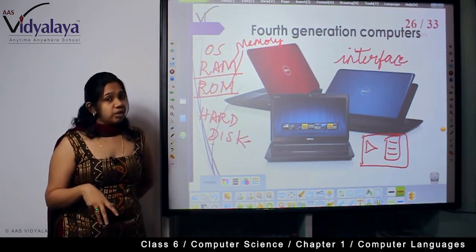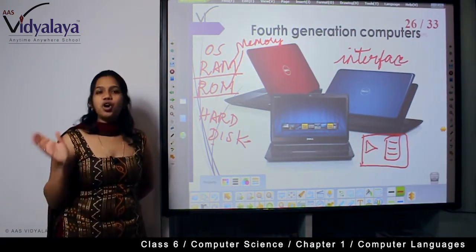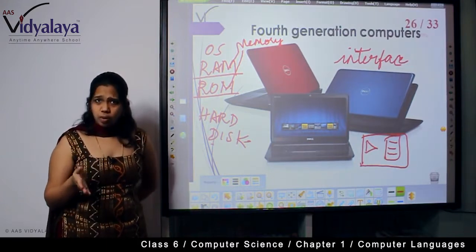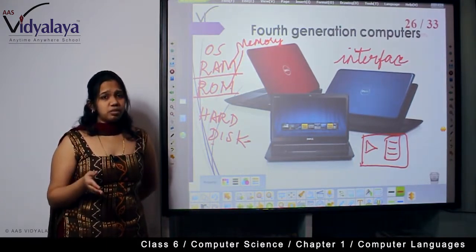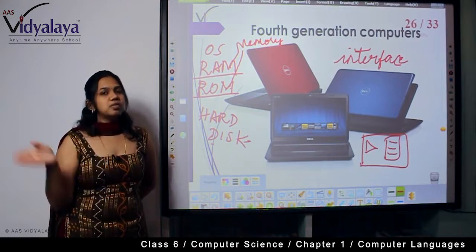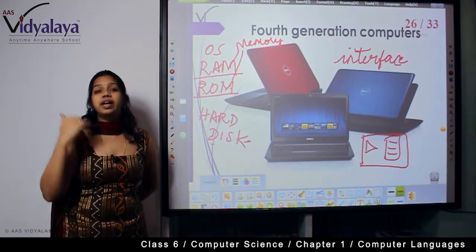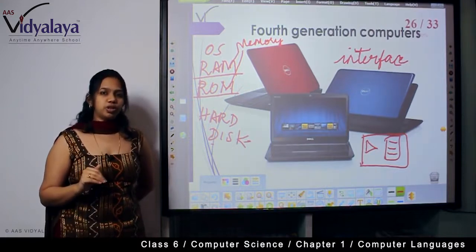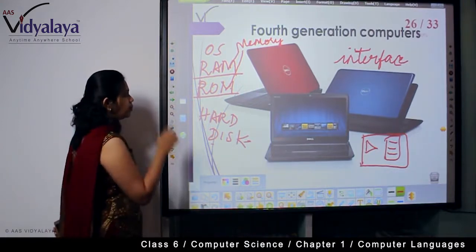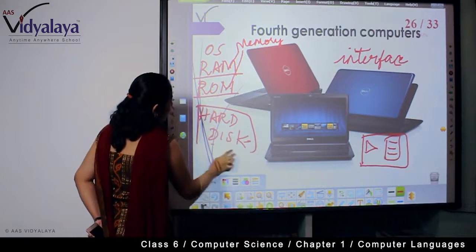So what do you think will be there in ROM? It will have the operating system. Can you edit the operating system by switching on the computer? No. The operating system is already present inside the computer and all you can do is read it to start the computer when you start it. Is that clear? Yes.